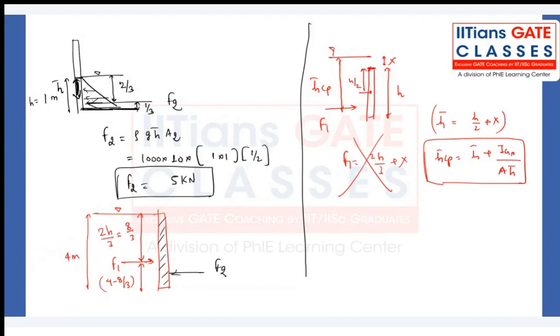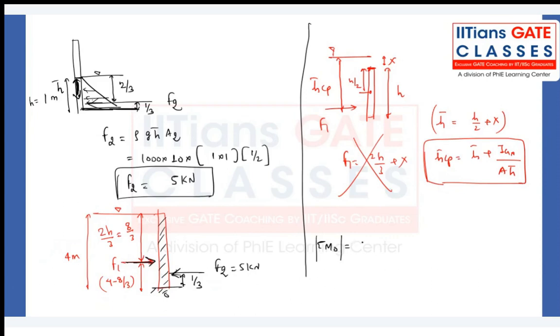F2 will be 5 kilonewton, which is at a distance of 1 by 3. So now take the moment about this point. Summation of moment about this point: you can take this moment as clockwise and this anti-clockwise moment as negative, because it doesn't matter. They mention absolute value. That means we have to take the mod of that.